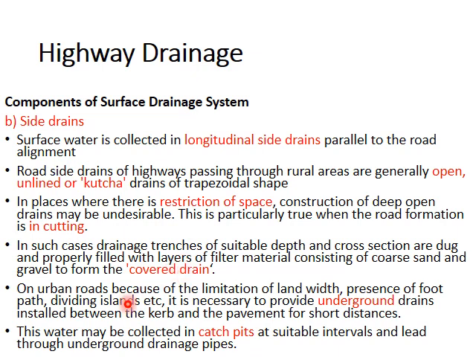On urban roads, there is limitation of land width, presence of footpath, dividing islands, etc. So many entities are there. So what we need to do is provide underground drains between the pavement and the curb for short distances. And this water may be collected in catch pits at suitable intervals, and then removed out through underground drainage pipes.